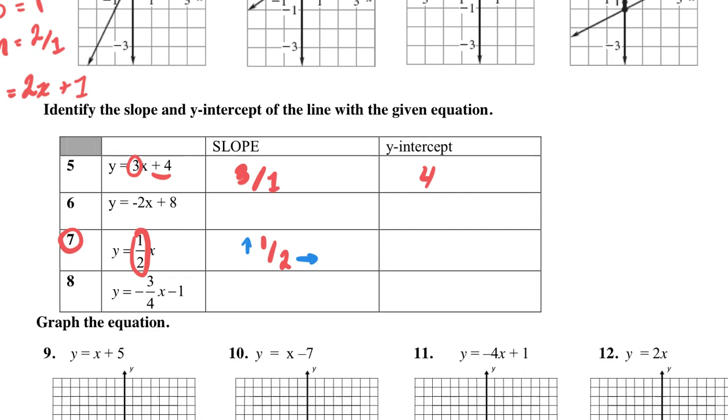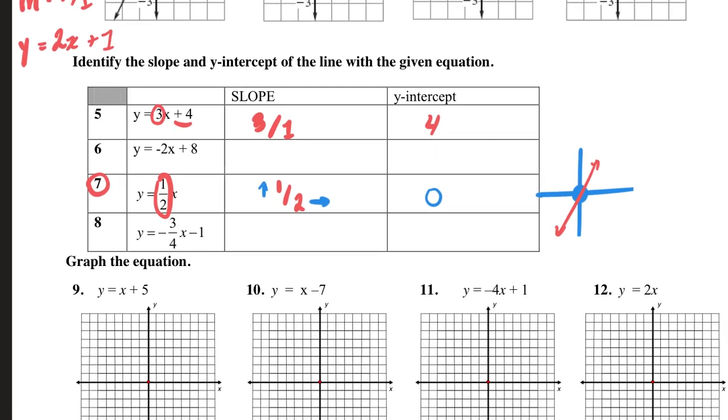Now, do we have a y-intercept? No, I don't see anything over here. So when there's nothing given for your y-intercept, that means your y-intercept is 0. Now, that doesn't mean you don't have a y-intercept. What that means is the y-intercept is at the origin. So if I were to sketch a graph real quick, the origin is this point right here, right? So that means the line goes through the y-axis at that point. That's what it would look like.